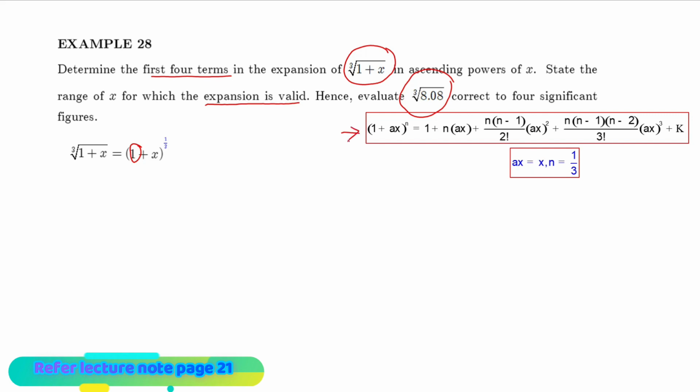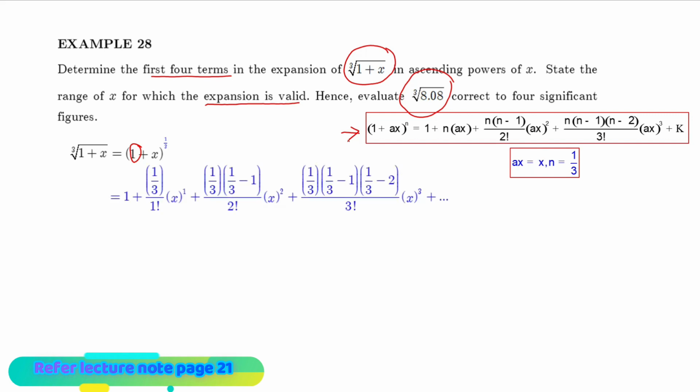So substituting our a and n, we can then get this expansion. Carefully calculate the coefficient of each term. We then get 1 plus 1 over 3 x minus 1 over 9 x squared plus 5 over 81 x cubed plus so on. And the expansion is valid for modulus x less than 1, which is x between minus 1 and 1.